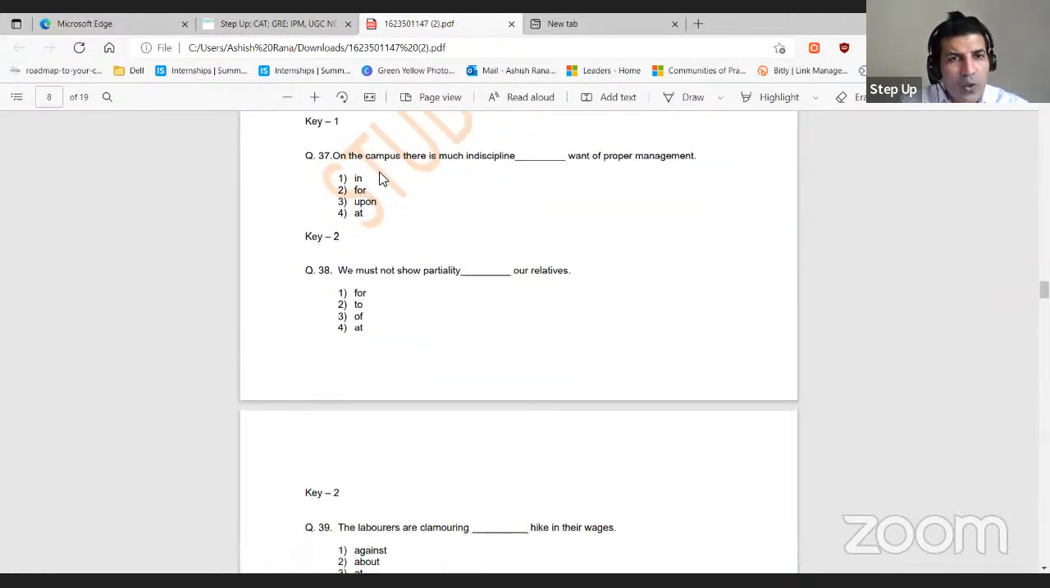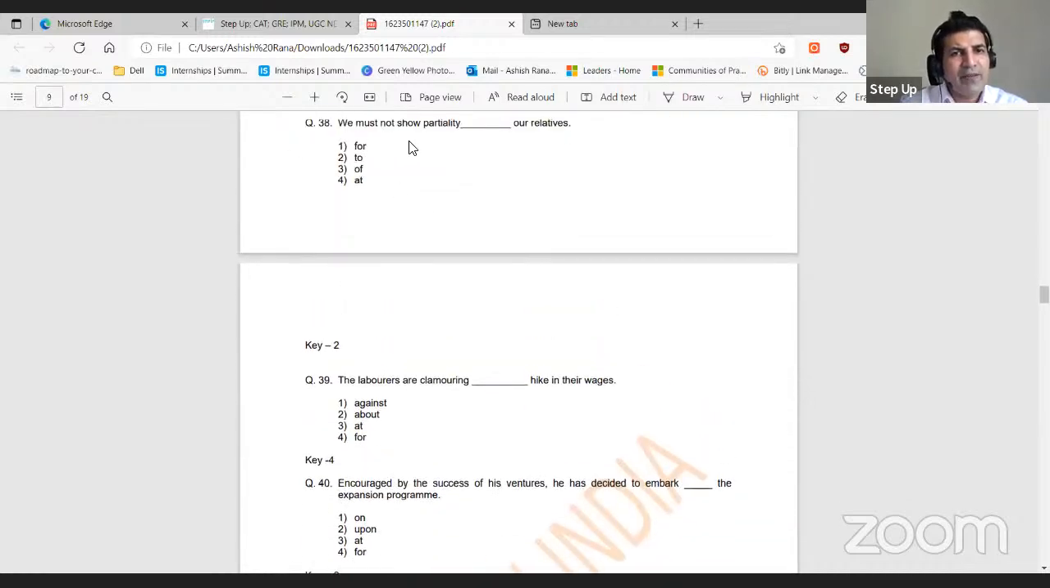37. On the campus there is much indiscipline dash want of proper management. The options are: in want of proper management, for want of proper management, upon want of proper management, at want of proper management. Now, these things you will know. It means there is a lot of indiscipline, and this needs proper management, right? So for seems most appropriate here. Now, some of these things are not always rule based, but sometimes there are some basic rules you can apply to prepositions. On the campus, there's much indiscipline for want of proper management.